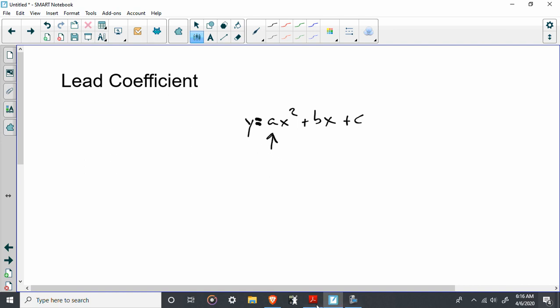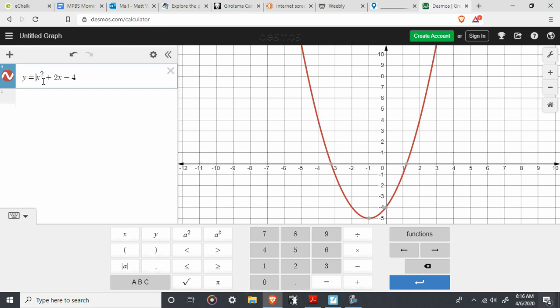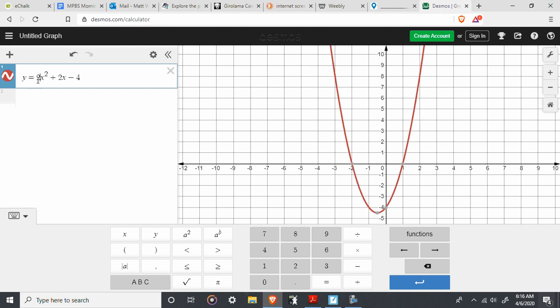If a is a positive number, and here it's positive 2, 2x squared, notice our parabola opens up. It's this shape, okay? It comes down, down, down, hits the bottom and starts going up, up, up, up, up.